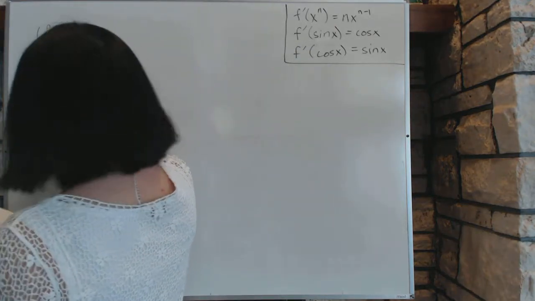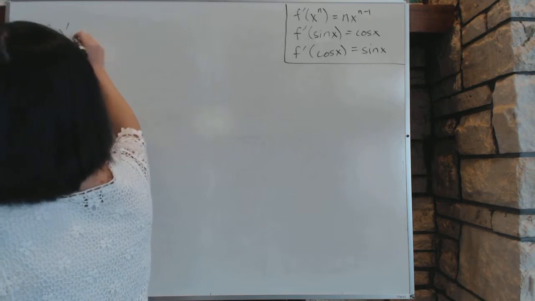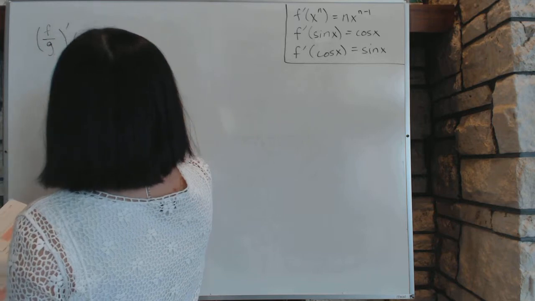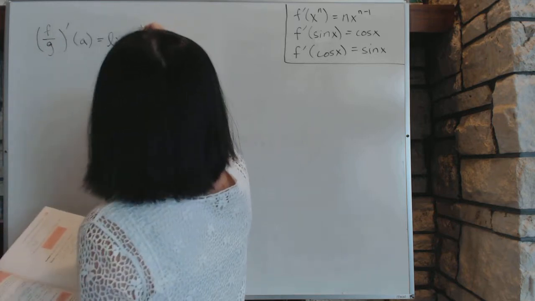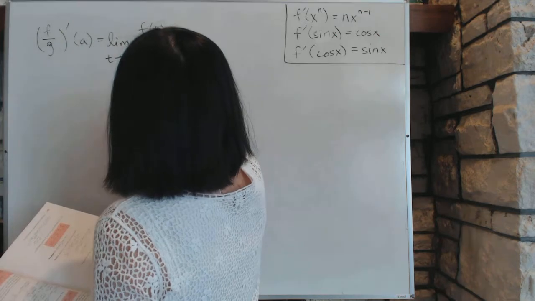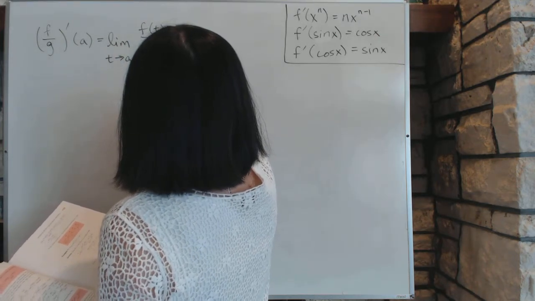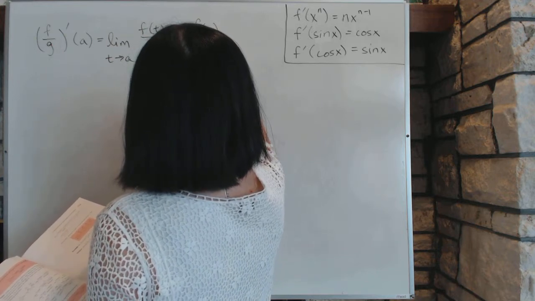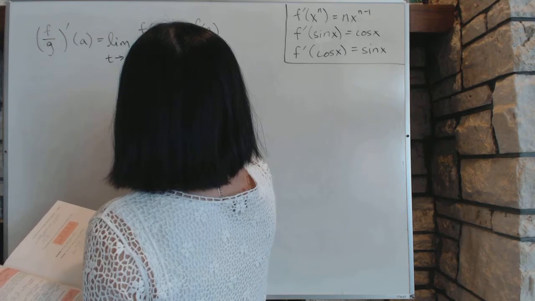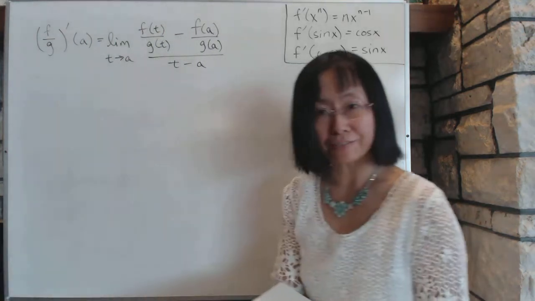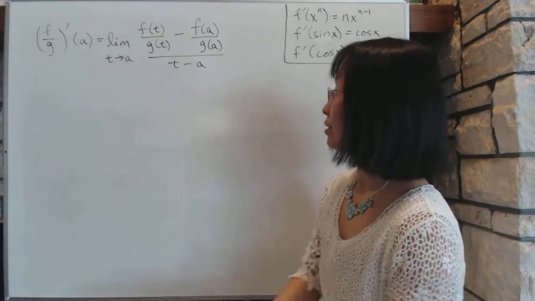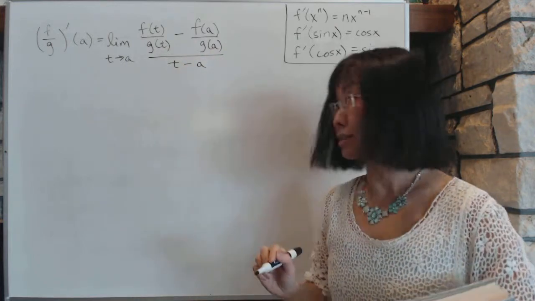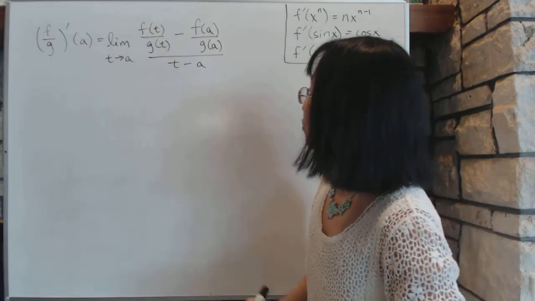Let's say you have f prime at a certain point A. Now by definition, that is equal to the limit as t goes to A of f(t) over g(t) minus f(a) over g(a), divided by t minus a, and that is the original definition of the derivative of anything. It's the function minus the value at the point, divided by t minus a, as t approaches a. So how are we going to work this?